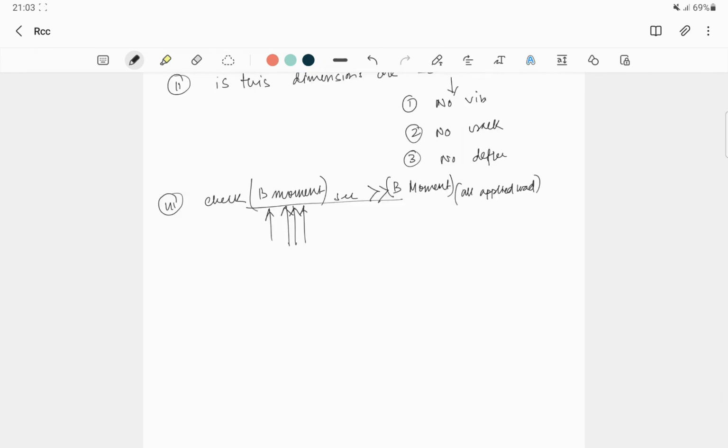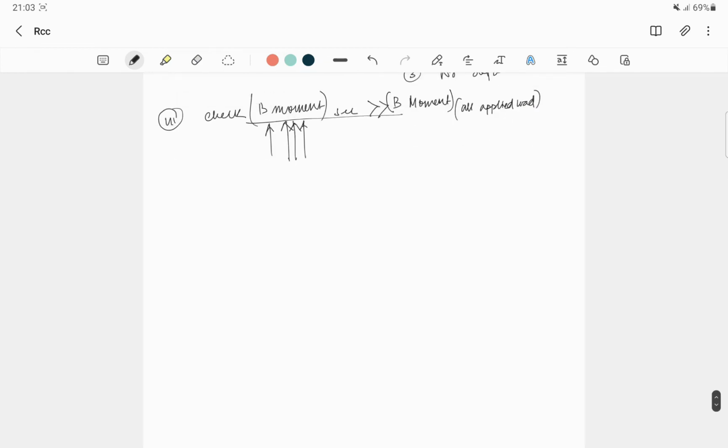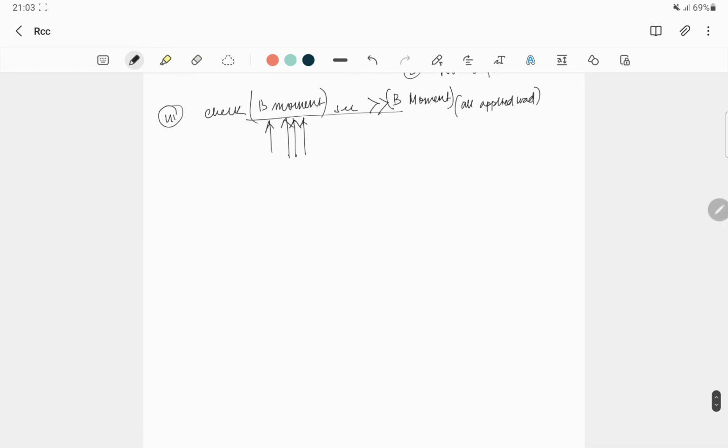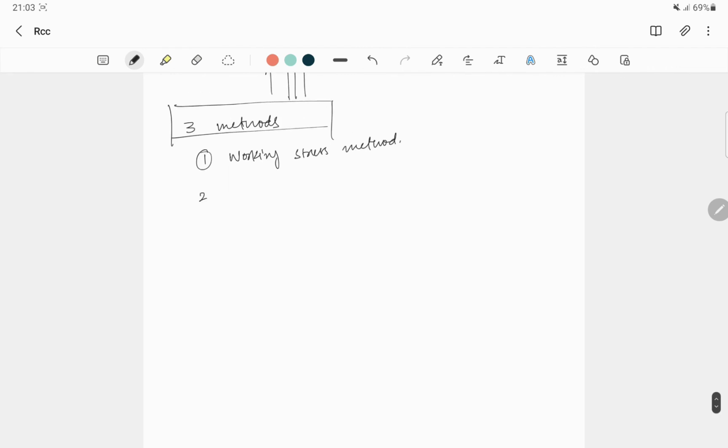So to satisfy this aim, we have basically 3 methods. They did not come all at once, they came one by one, because in the methods there are some pros and cons. So removing all the cons and adding all the pros, first we find the working stress method. Number 2, ultimate stress method. Number 3, limit state method.